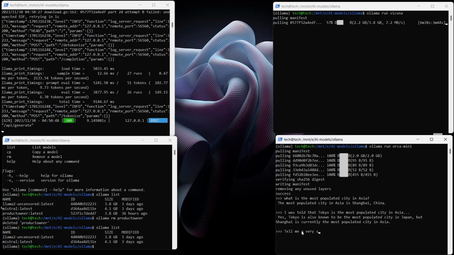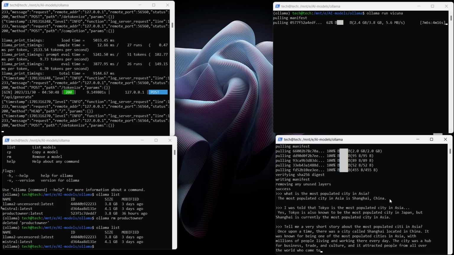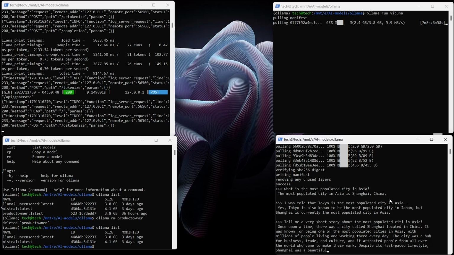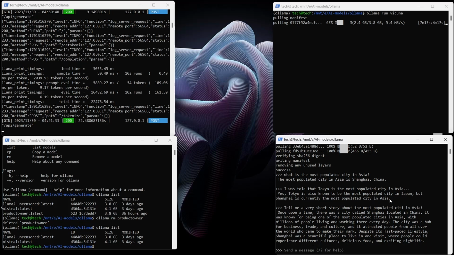And now let's ask a question in another way. Tell me a very short story about the most populated city in Asia. Let's see which city it's going to choose. Trying to confuse the model here. Once upon a time there was a city called Shanghai, so it's okay. He got it. Located in China. It was known for being one of the most populated cities in Asia, with millions of people living and working there every day. The city was a hub of business, and so on and so on.